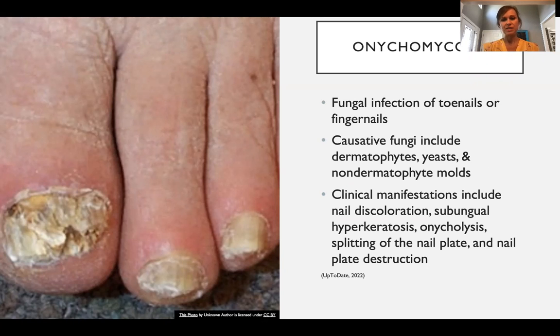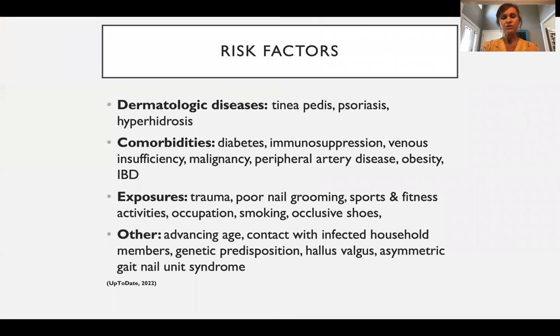So some clinical manifestations would be like nail discolorations, subungual hyperkeratosis, onycholysis, splitting of the nail plate, and then nail plate destruction. So some risk factors for this disease are dermatologic diseases such as tinea pedis, which is more commonly known as athlete's feet, psoriasis, and then hyperhidrosis.